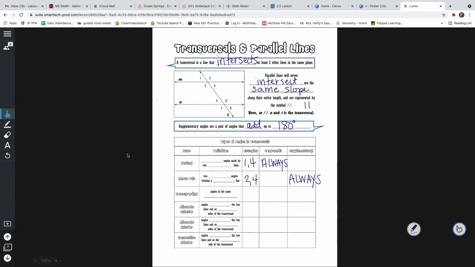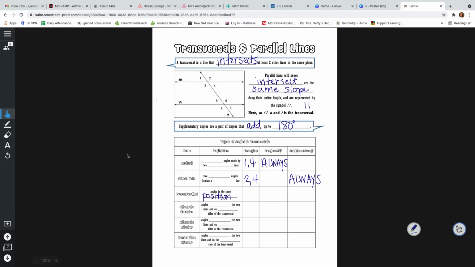So the next one says corresponding. Corresponding angles are angles in the same spot or position. I'm sorry this is small. I won't use this one again. I'll use the other one. That's alright, I can see it. Okay, good. I just don't know why it won't get any bigger.